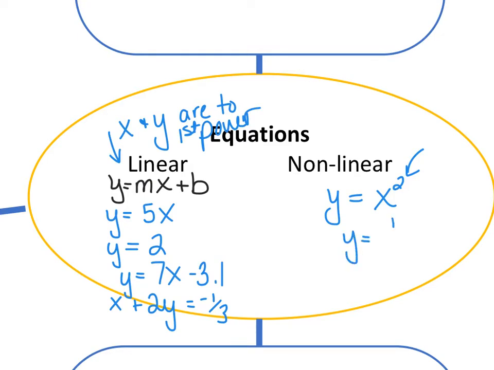One that's a little bit deceiving is y equals 4 over x. Now it looks like they're both to the first power, but x is actually to the negative first power because it would have been down in the bottom to become positive. So this is nonlinear. If you had y equals x to the third or x times y equals 7, that's also nonlinear.